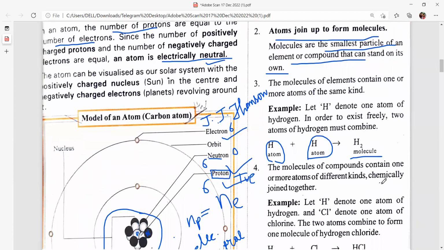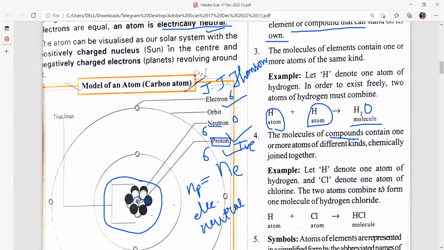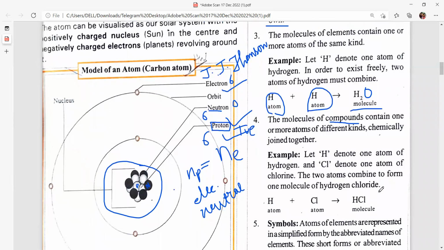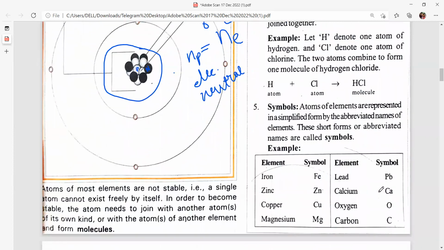Okay. And these molecules make compounds. A compound can have one type of atom or different types of atoms, like H2O, water. There are two types of atoms here, hydrogen atom and oxygen atom. So now you will be thinking, what is this H? What is this Cl? What is this O? These are the chemical symbols that we denote to the elements for writing the chemical formula.